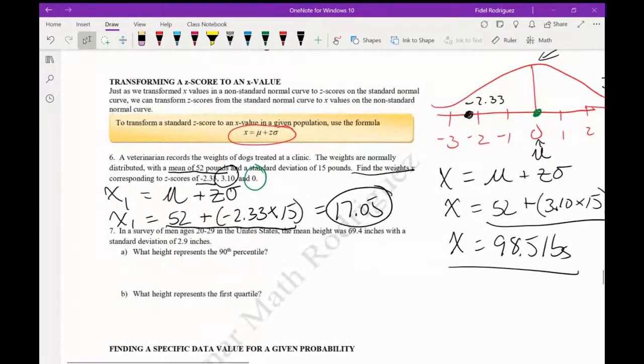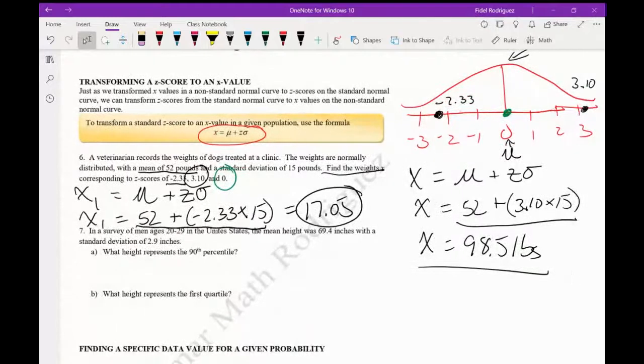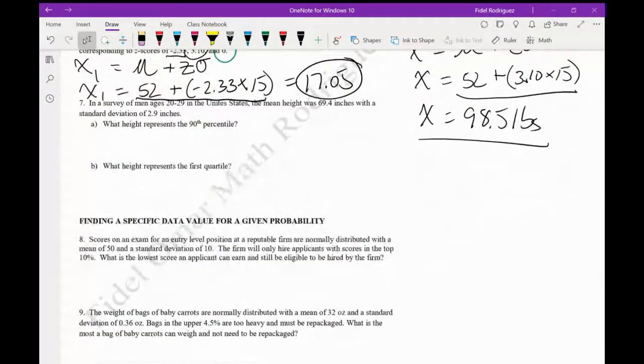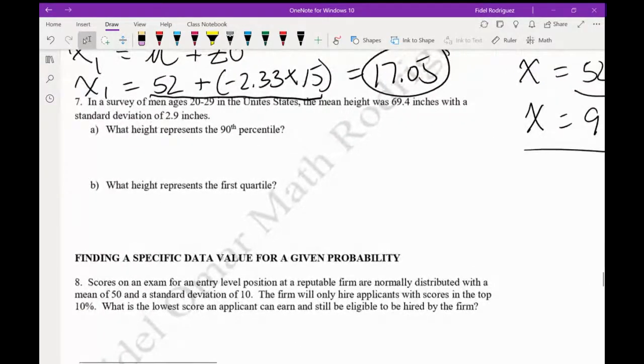Okay, so let's see if we can do the same type of thing in this problem. It says, in a survey of men ages 20 to 29 in the United States, the mean height was 69.4 inches with a standard deviation of 2.9. And it asks what height represents the 90th percentile.